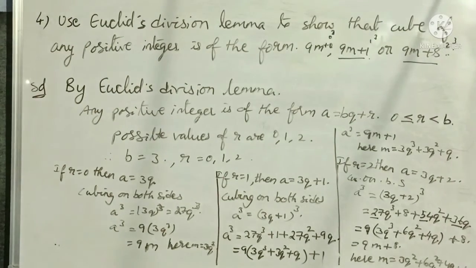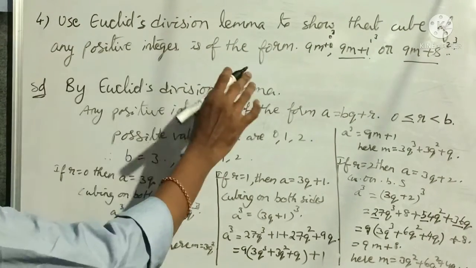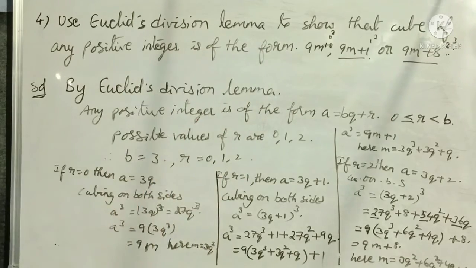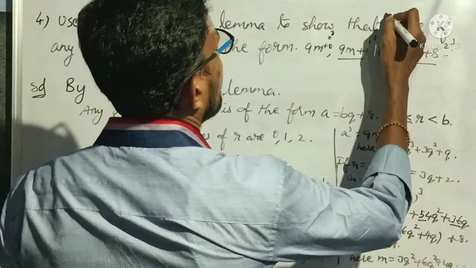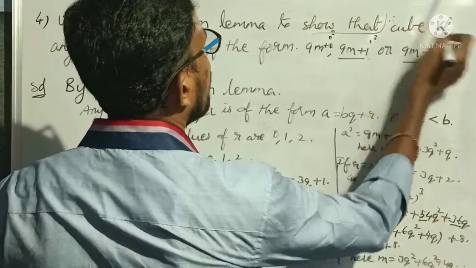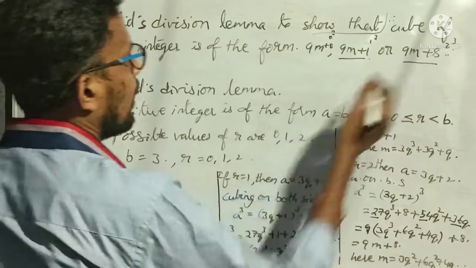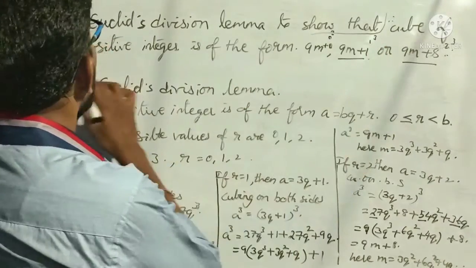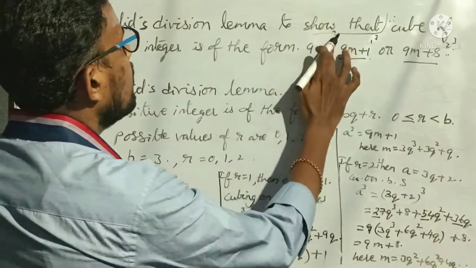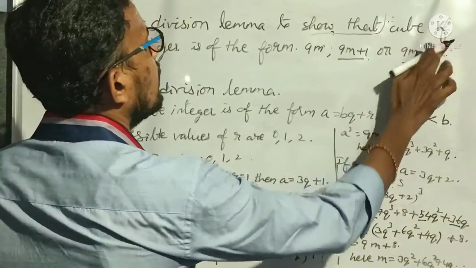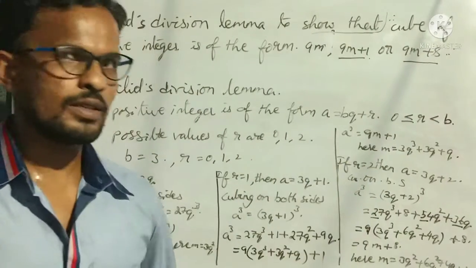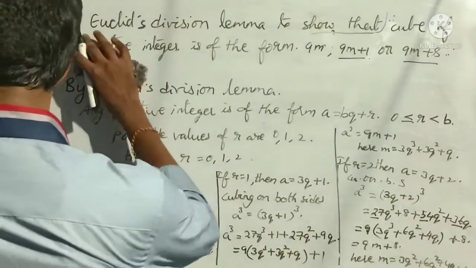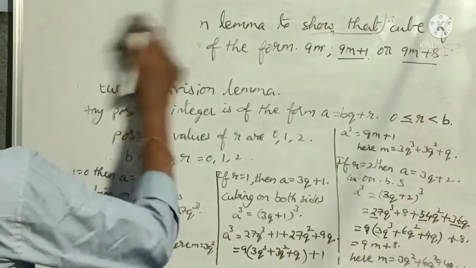Okay, and the last step we have to write: therefore the cube of any positive integer is of the form 9m, 9m plus 1 or 9m plus 8. Here my board is not sufficient, that's why I am saying the last step. Okay, this is the fourth problem, a very important problem. Next, the fifth problem.